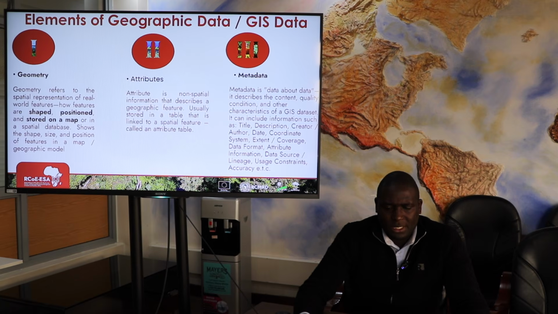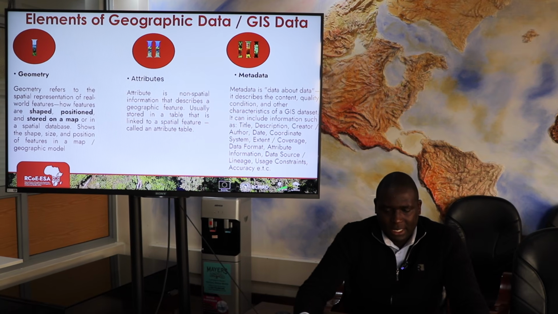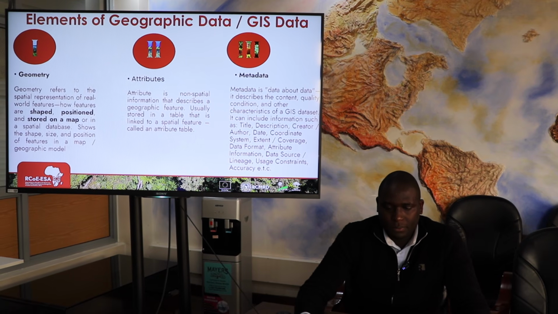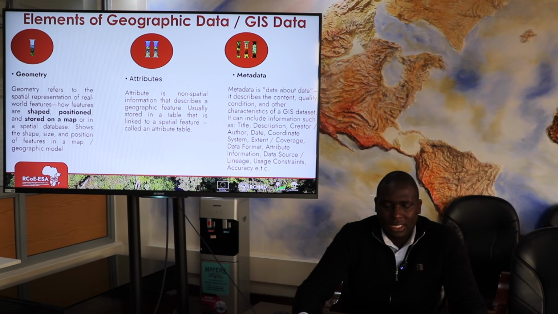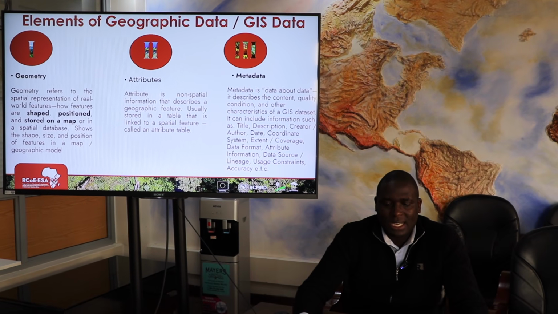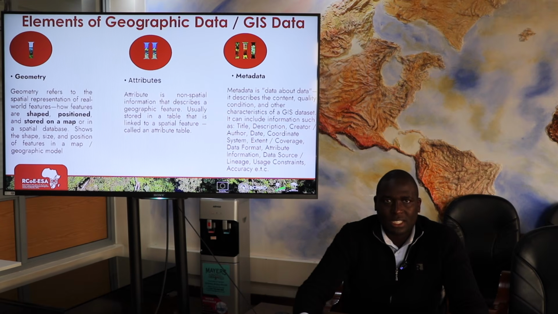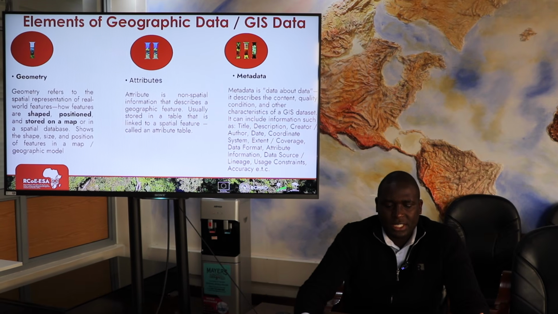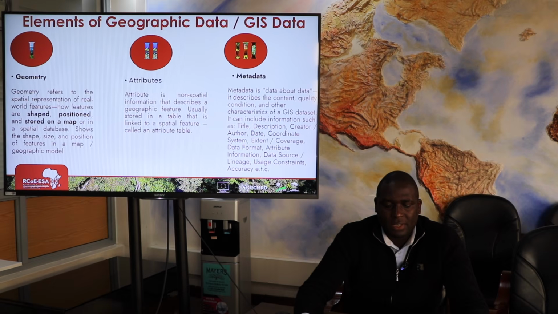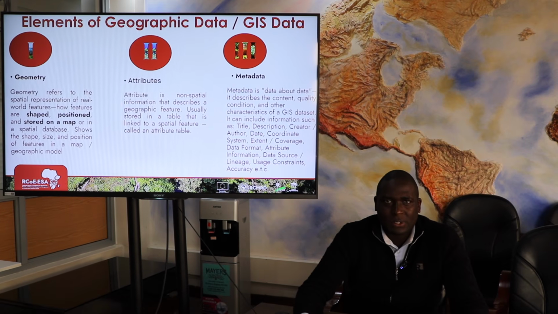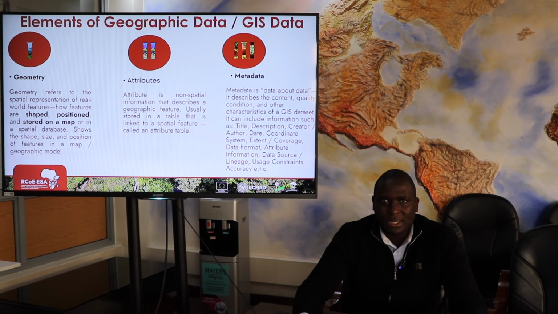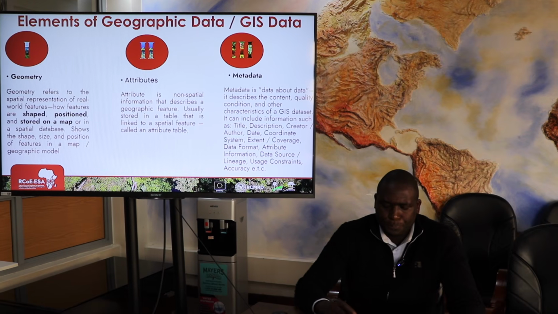And the third element is what we call metadata. Metadata refers to data about data. It is information that describes the characteristics of a GIS dataset. It can include the title of the data, the description of the data, the author or the creator of the data, the date when it was captured, and the coordinate systems and any other information that describes that particular data set.